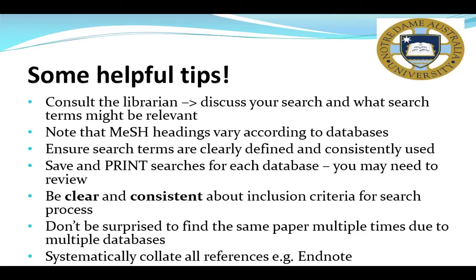As I already said, be clear and consistent about inclusion criteria for the search process, and don't deviate from that. Don't be tempted to deviate from that. Just stick to those inclusion criteria. The other thing is, of course, don't be surprised to find the same paper multiple times due to multiple databases. So that's just part of your search, and you manage that with the way you collate your studies.